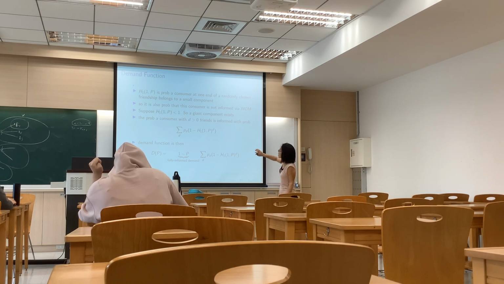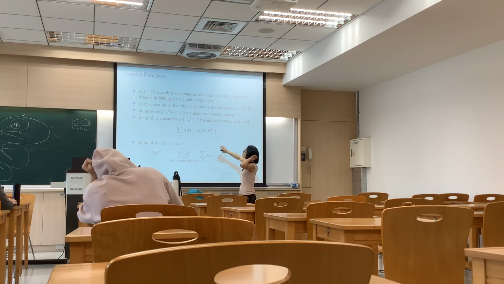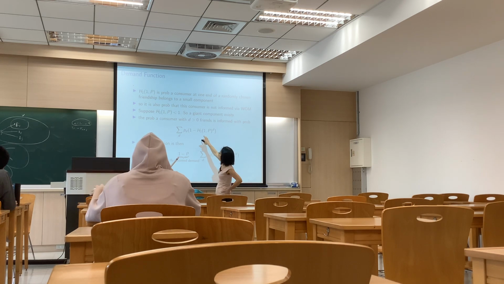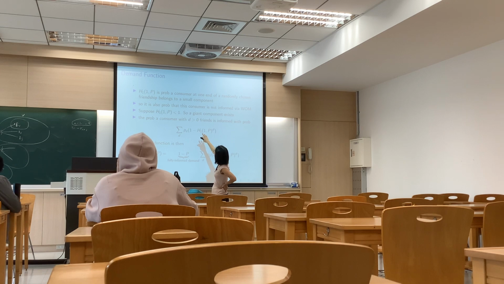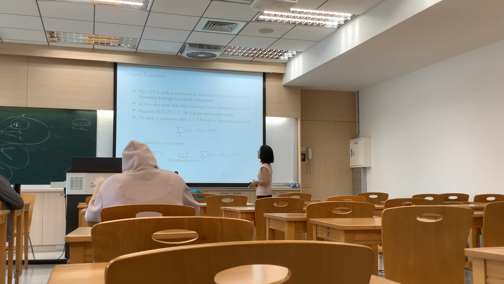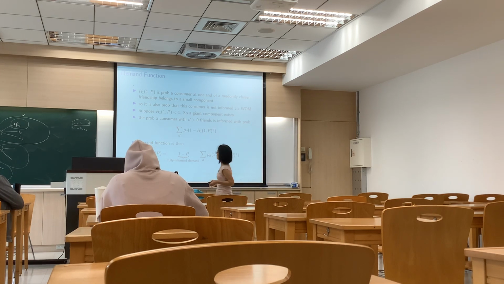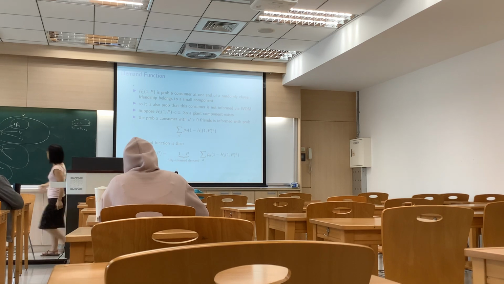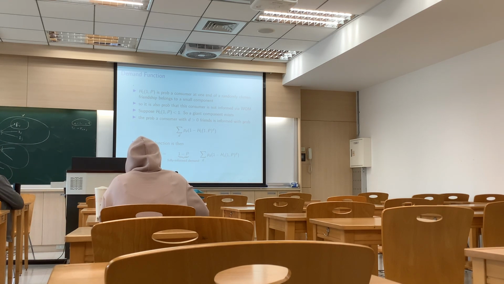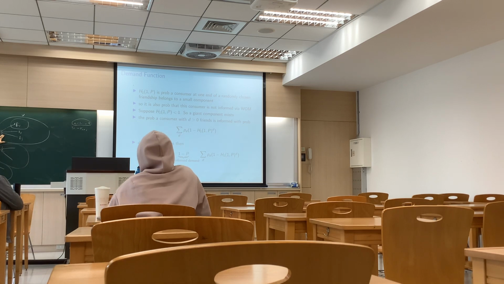So what we want to know is, what's the demand? The probability a consumer with D friends is informed, with what probability? So what we're asking is, we know the probability that J is informed. So the probability that J is informed is 1 minus H1, and H1 and 1 minus P is the probability that J is not informed.